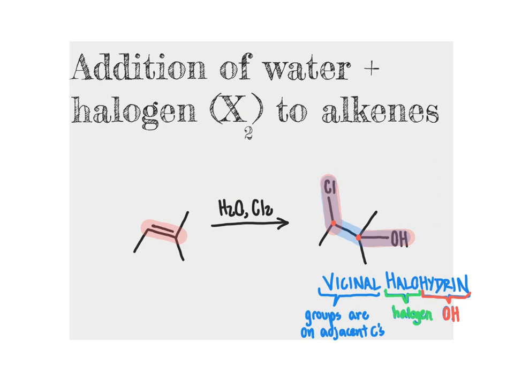And then the term halohydrin, we can dissect the term: halo, meaning halogen, and hydrin, meaning the hydroxy group there. So a halohydrin is a molecule that has a halogen and a hydroxy group on adjacent carbon atoms. And vicinal halohydrins are going to be the product that we get by reacting water and chlorine or bromine with an alkene. So let's go ahead and take a closer look at this reaction type. We'll begin with an example problem.